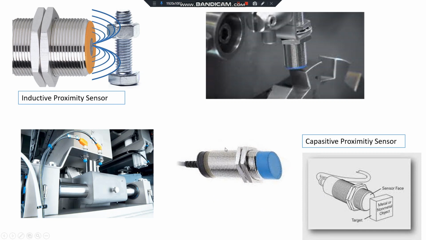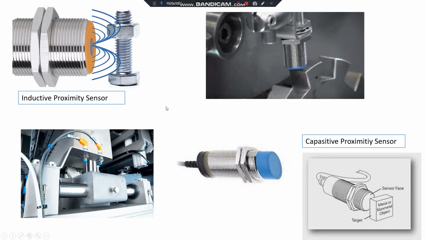And the picture of the sensors is here. When we see this, we can say that this is a proximity sensor. But for the specifications, we need to read the writings and labels on them.